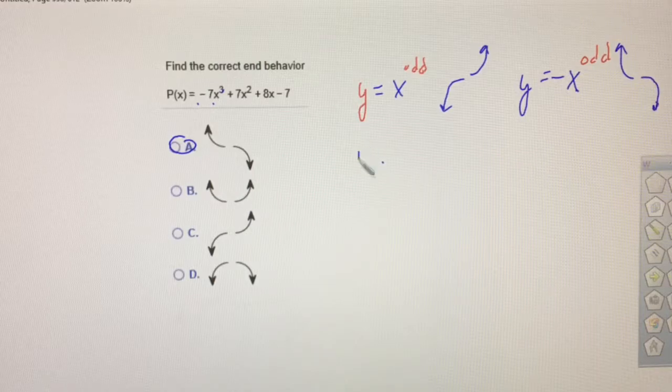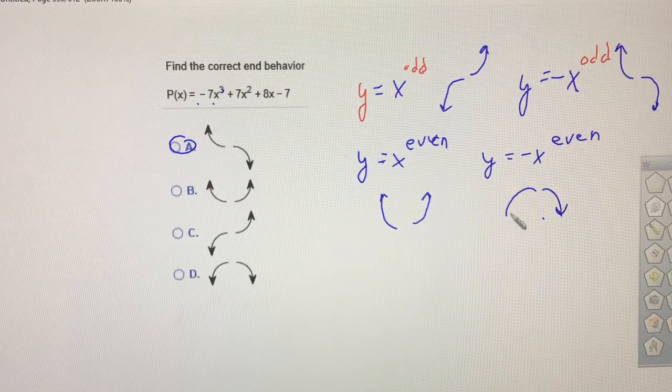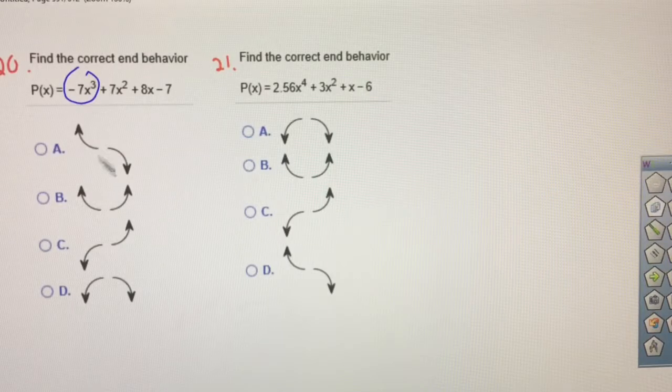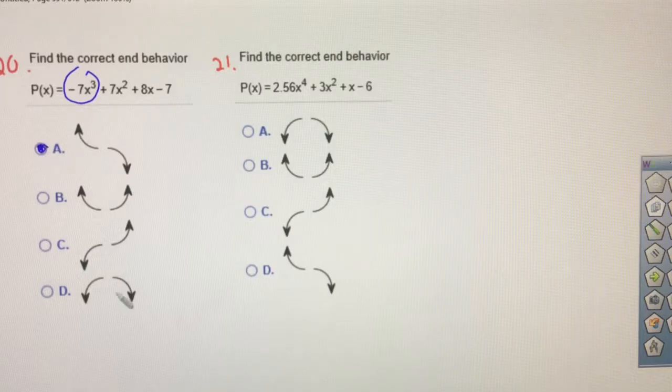If I were to go a little bit further, y equals x to the even. Notice it is positive, and the exponent is even. Then it's going to look like a parabola, up on the left, up on the right. Notice our drawings don't have any middle part. And if it were y equals negative x to the even, that would switch the drawing from up to down. And that's a pretty good note to have at your disposal. Negative x to the third is negative x to the odd, up on the left, down on the right. So that's going to be choice A.